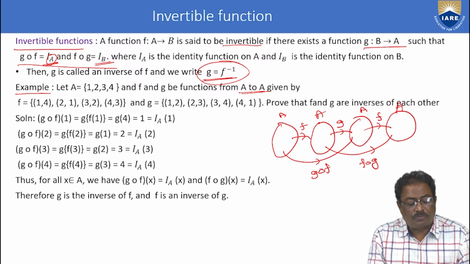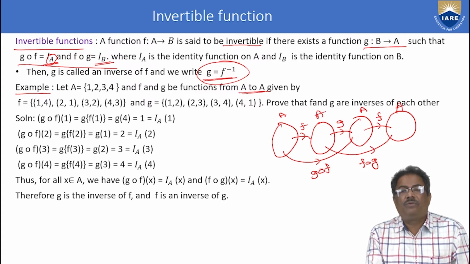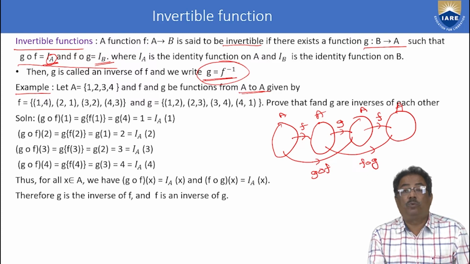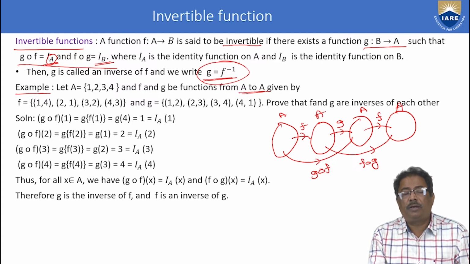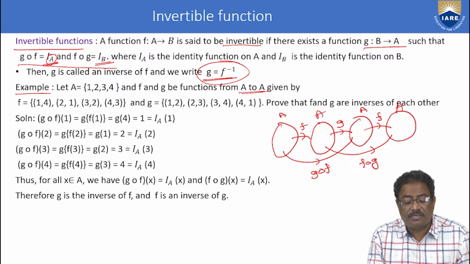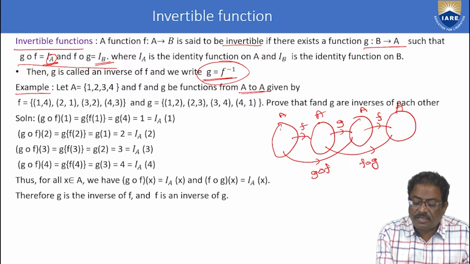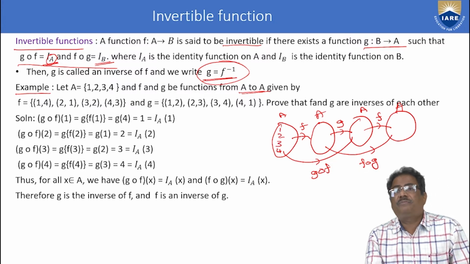So now we have to verify that g of f is the identity mapping, and f of g is the identity mapping. Both should be identity mappings. Then only one can say that one is the inverse of the other. So here we have 1, 2, 3, 4. What is the identity function?